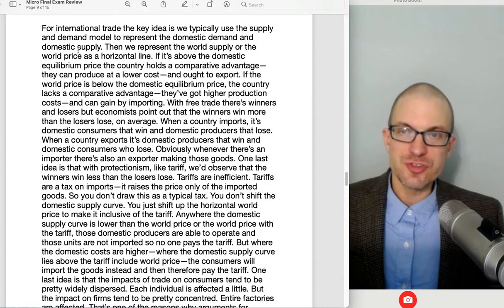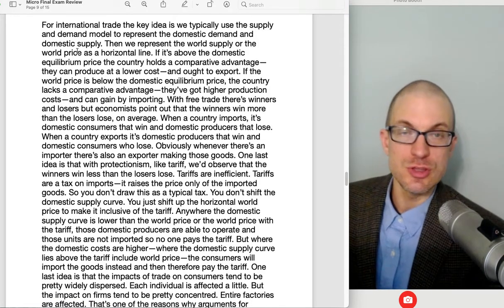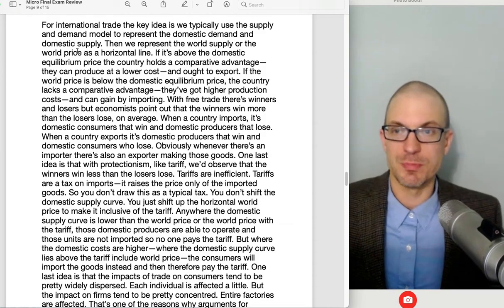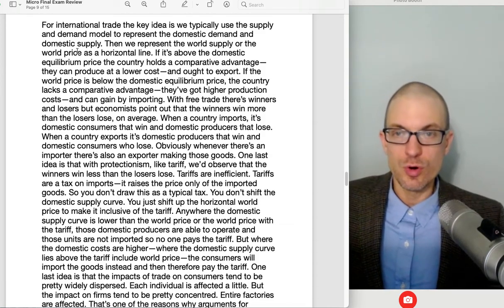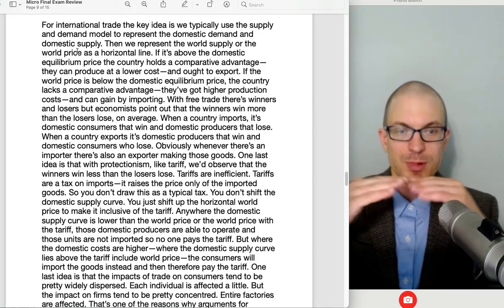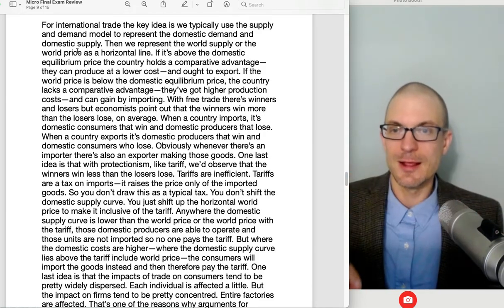Now, for international trade, the key idea is we typically use the supply and demand model to represent the domestic demand and the domestic supply. Then we represent the world price as a horizontal line. So: domestic demand, domestic supply, and the world price as a horizontal line.